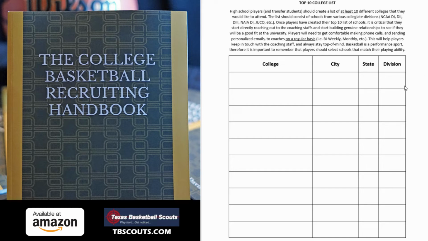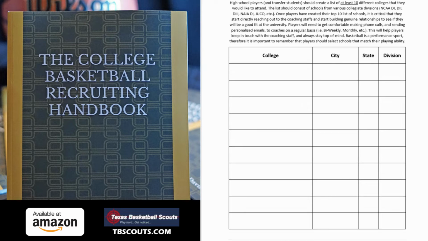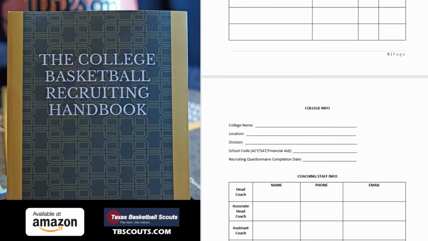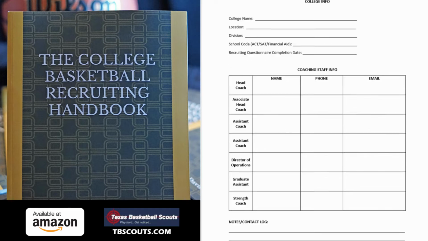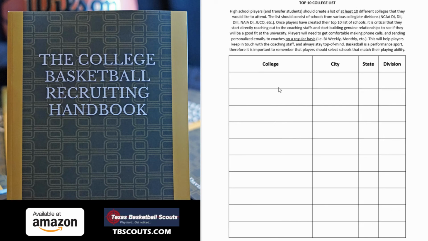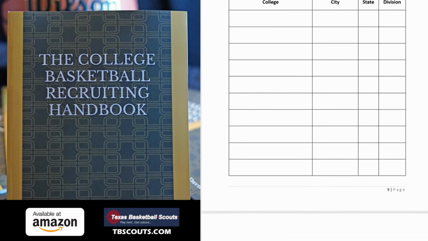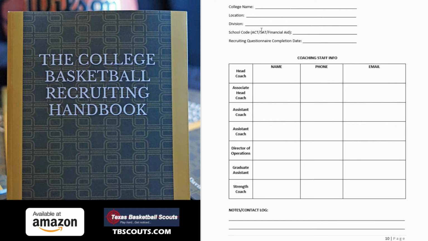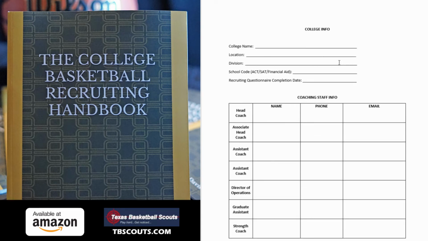And this page right here just gives you an easy area where you can list all 10 of the schools that you choose, what city they're in, what state they're in, and then also what division they are: NCAA, D1, NAIA, JUCO, etc. The following pages is where you can actually write down more detailed information about each school. So in this list, you can name your top 10 schools. And then the following 10 pages is where you can write down detailed information for each university: the name of the college, where it's located, what division it's in, what the school code is.